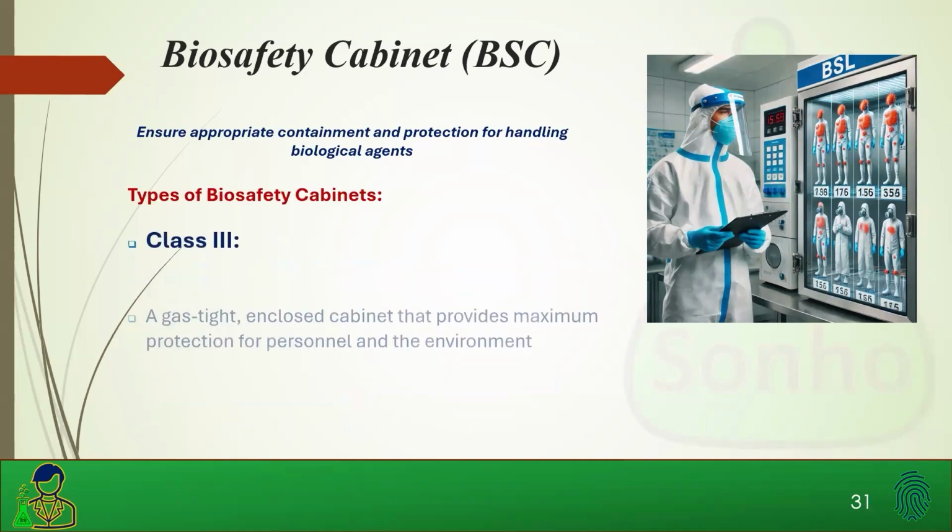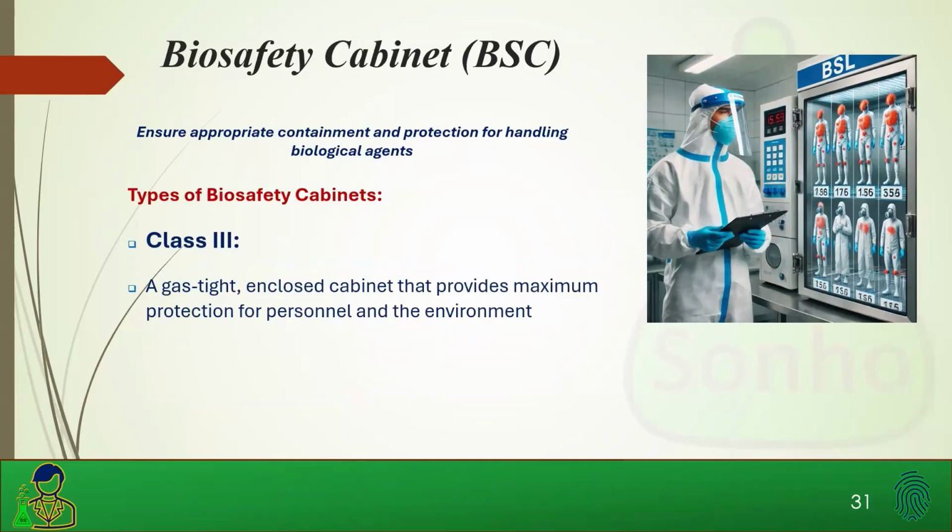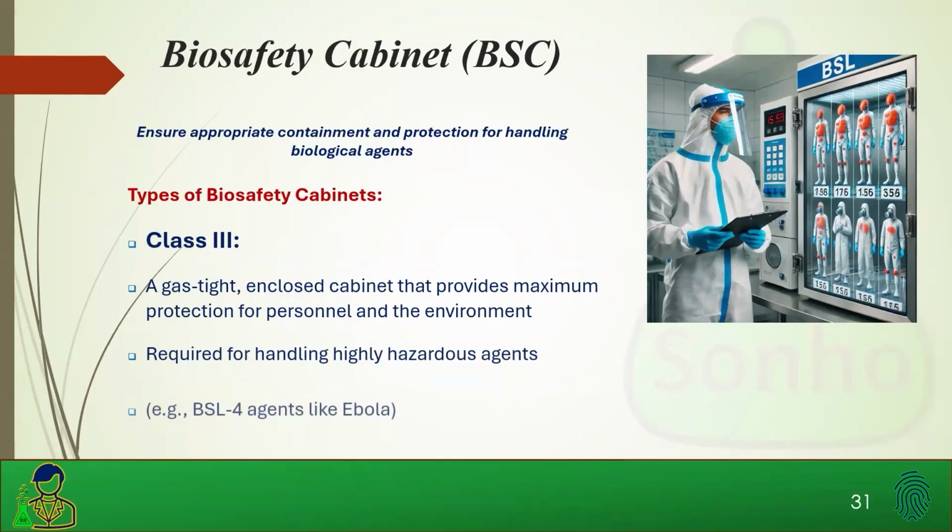But Class 3, this is a gas-tight enclosed cabinet that provides maximum protection for personnel and the environment. This is required for handling highly hazardous agents, such as BSL-4 agents like Ebola. Oftentimes, BSL-3 or higher is going to require a Class 3. A BSL-3 can get away with a Class 2 sometimes, but sometimes they require Class 3. BSL-4 will always require Class 3.